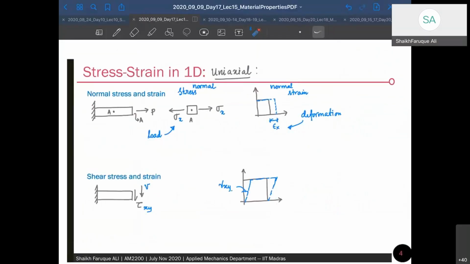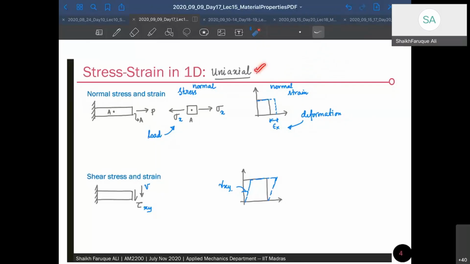When we talk about 1D, we call it uniaxial. That means there is only one axis to the material. This is called uniaxial. When we say biaxial, there are two axes. Remember, this is a biaxial stress. And this is triaxial, right? So when we talk about uniaxial, that means only one directional stress or one directional force or one directional deformation, whatever we want to say, is there.